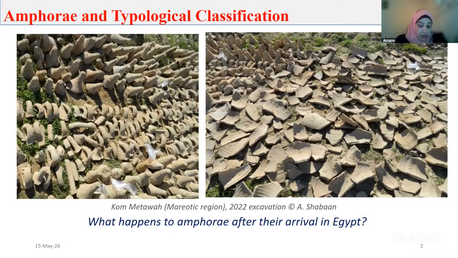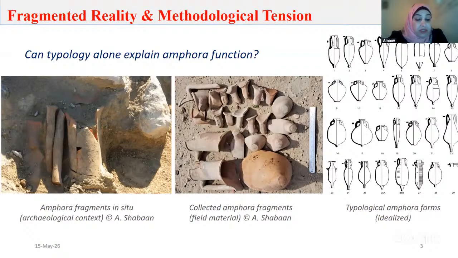To answer this, we need to rethink complete objects versus fragments. In theory, amphora are often studied as complete objects, but in reality, especially in Egypt, they are rarely found intact. What we usually find are fragments, rims, handles, and body shards. They are not complete vessels, but they are still highly informative. They reflect long object biographies: use, reuse, and discard.